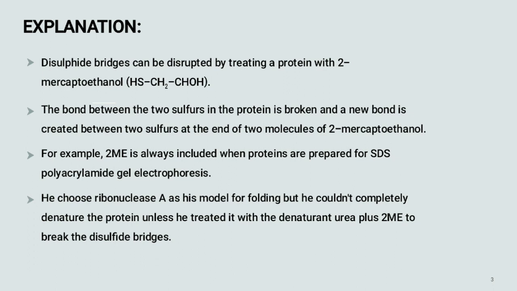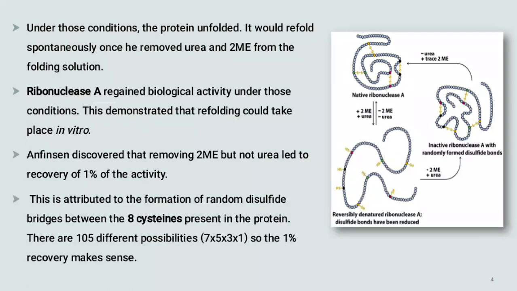He showed this when the enzyme is treated with beta-mercaptoethanol, also known as 2-mercaptoethanol, and urea, so that the protein becomes unfolded. The unfolded protein can also be refolded once he removed the urea and beta-mercaptoethanol, so that ribonuclease A regains its biological activity. However, he also explains that the removal of mercaptoethanol but not the urea leads to 1% recovery of the activity.